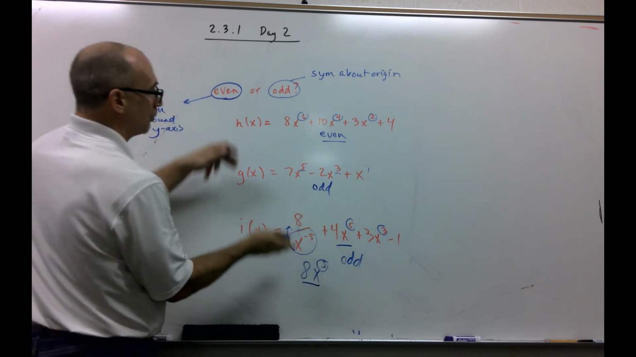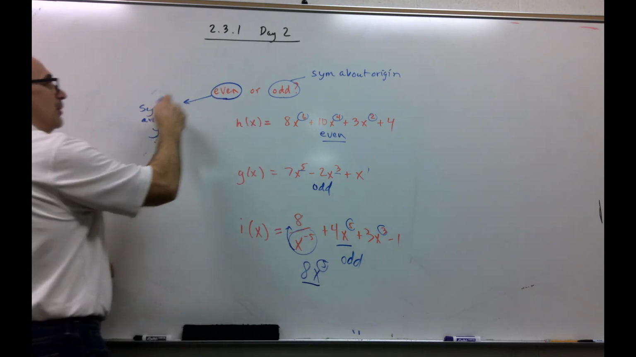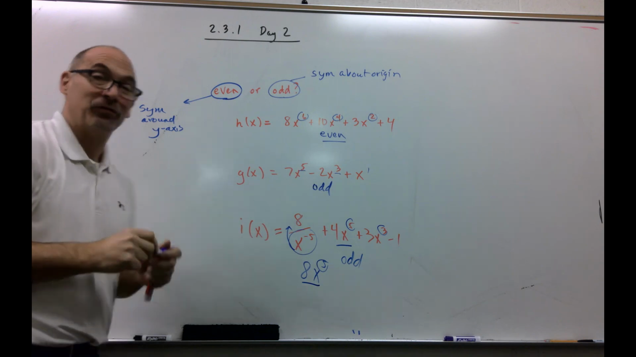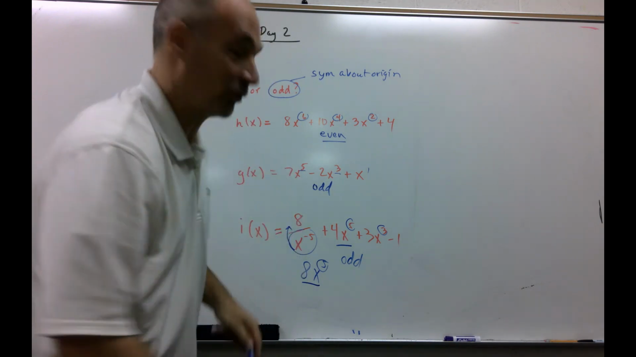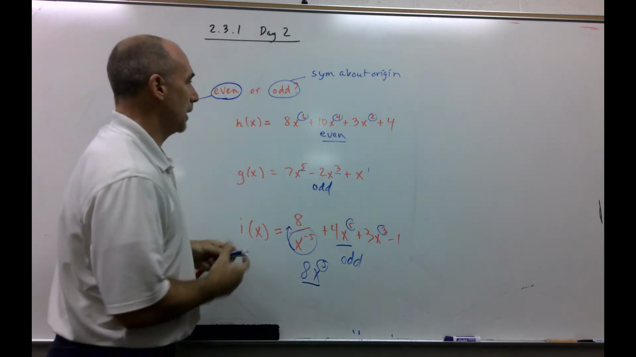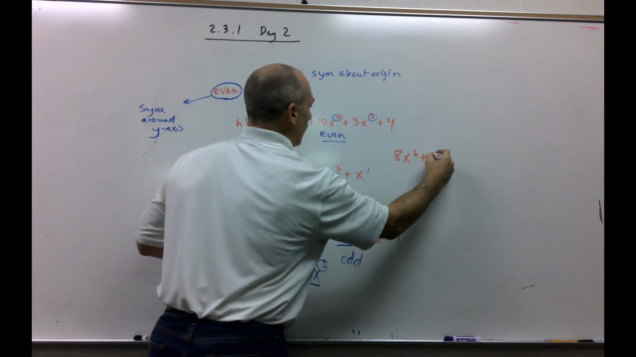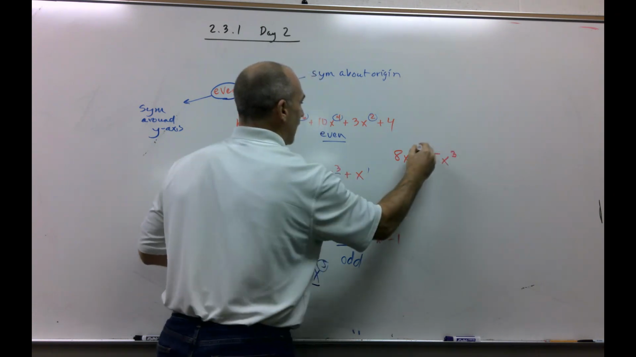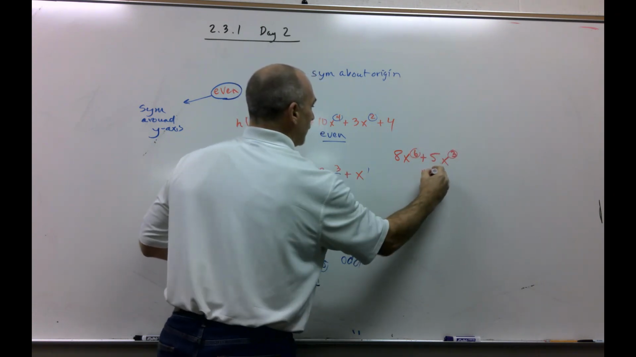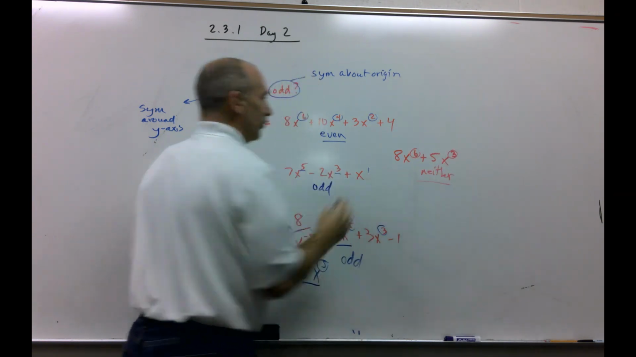Again, if you put this in decimals, you would follow these rules, but I don't even know if we've talked about that yet. So right now they're just looking for the degree. Throw this out there. If it was 8x to the 6th plus 5x cubed, notice I have an odd and an even. This would be neither. So keep that in mind as well.